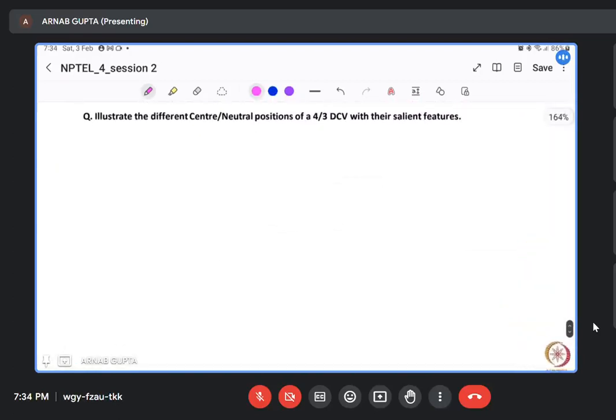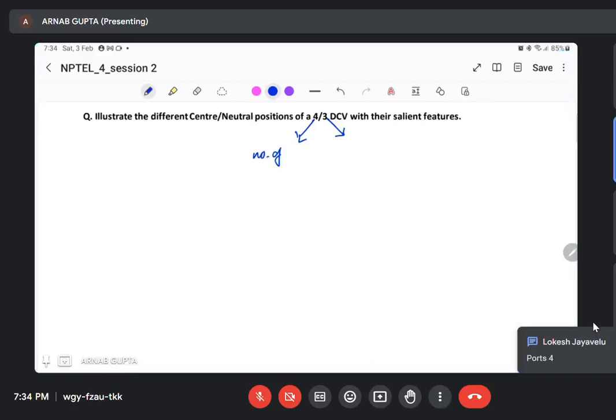Coming to the final question: illustrate the different center or neutral positions of a 4 by 3 direction control valve with their salient features. So what does this 4 and 3 actually denote? When we say it is a 4 by 3 direction control valve, what do the numbers 4 and 3 denote? 4 ports, 3 positions, sir. Yes, the number of ports, 4 ports, 3 positions. Correct.